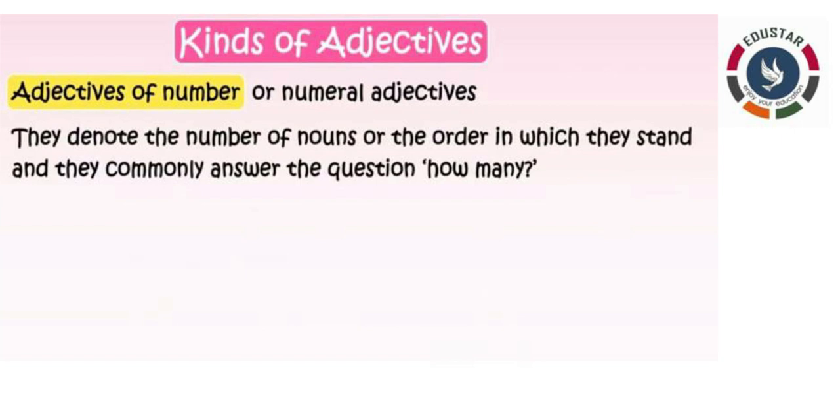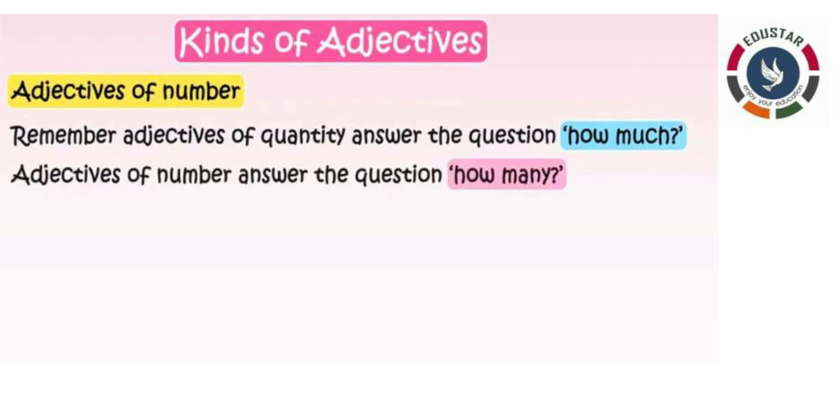Your next kind of adjective is adjective of number or numeral adjectives. They denote the exact number of the noun, and answer the question how many. Okay, don't get confused. Remember, adjectives of quantity answer the question how much, whereas adjectives of number answer the question how many. Okay, remember all those things.